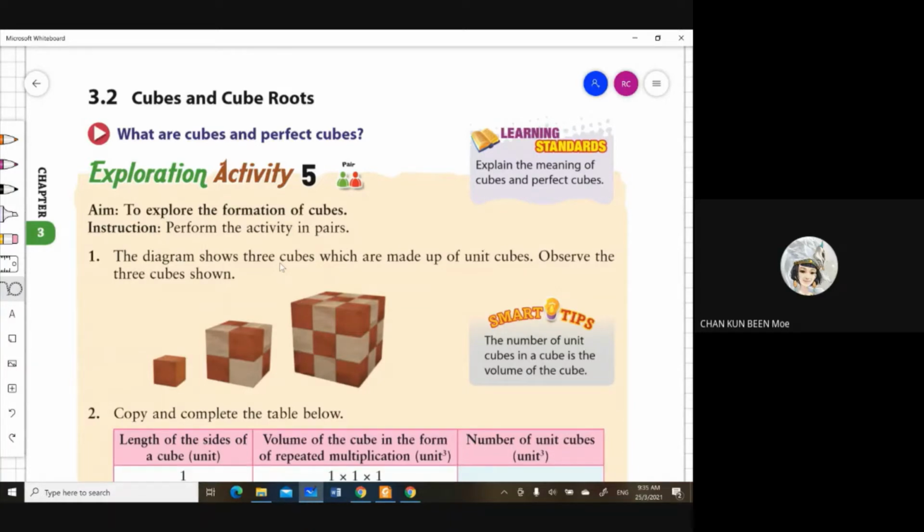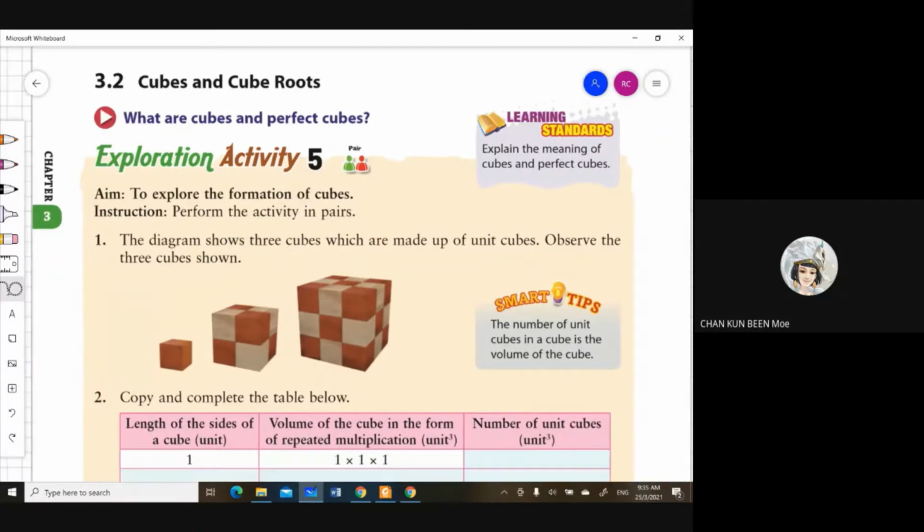We look at exploration activity 5 over here. The aim is to explore the formation of cubes. The instruction is to perform the activity in pairs. So I'll just explain to you over here. If you look at number 1, the diagram shows 3 cubes, which are made up of unit cubes. So you can see 3 cubes given over here. Observe the 3 cubes shown. Copy and complete the table below.